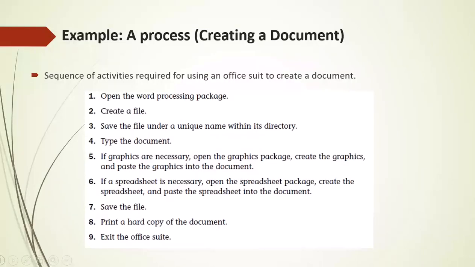Let's take the example of creating a document and explain it using an activity diagram. The sequence of activities required for using an Office suite to create a document: the first activity is to open the word processing package, then create a file, then save the file under a unique name within its directory or folder.